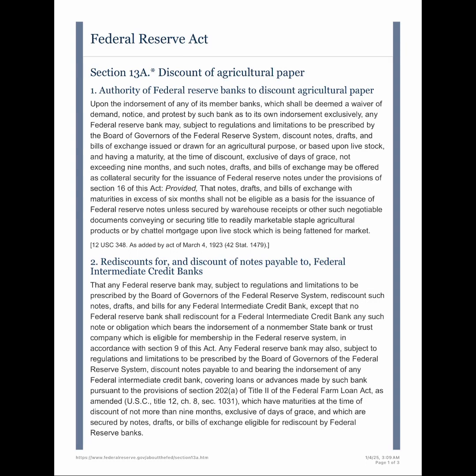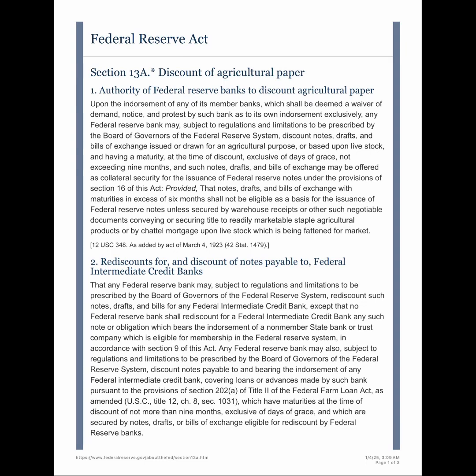Let's start with the core function. What exactly does discounting agricultural paper entail? At its heart, it's about providing liquidity to agricultural businesses. The Federal Reserve banks can discount, essentially, lend money against notes, drafts, and bills of exchange related to agricultural activities. This helps farmers and related businesses access credit when they need it most.